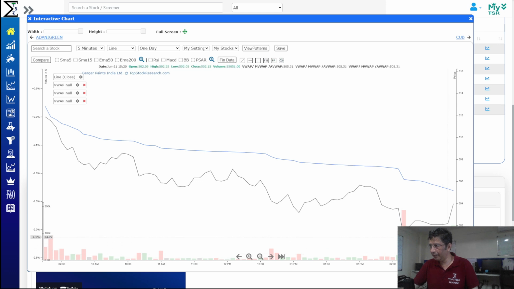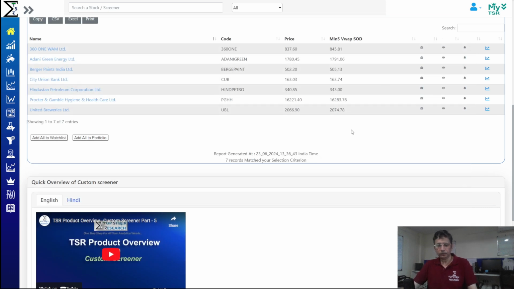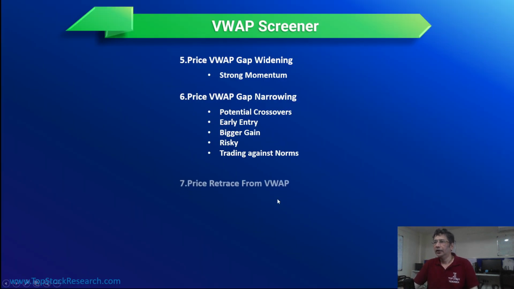So you see that momentum is already there, and momentum is already there with volume and other supporting factors, and it's likely to cross above. Okay, so you have potential crossover, early entry, bigger gains. As I said, it's risky because it can retrace back from that level.